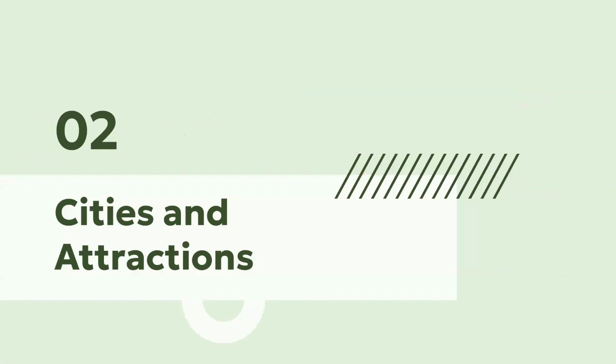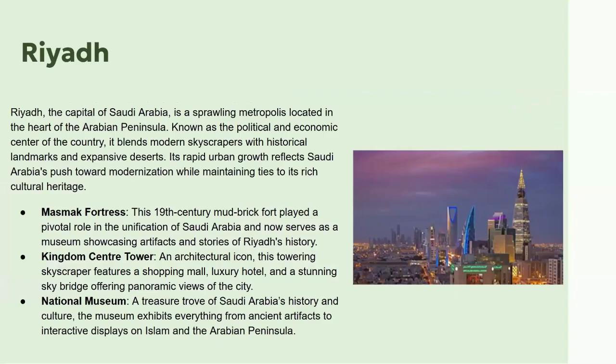So next up is the cities and attractions. So first off is Riyadh. Riyadh is the capital of Saudi Arabia, and it is a sprawling metropolis located in the heart of the Arabian Peninsula, known as the political and economic center of the world.